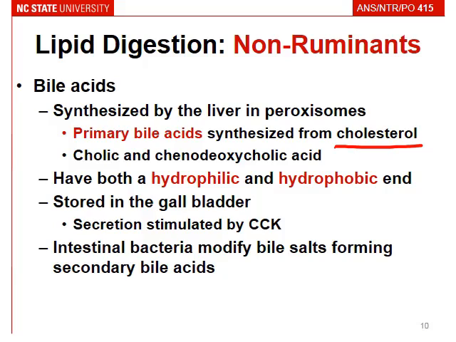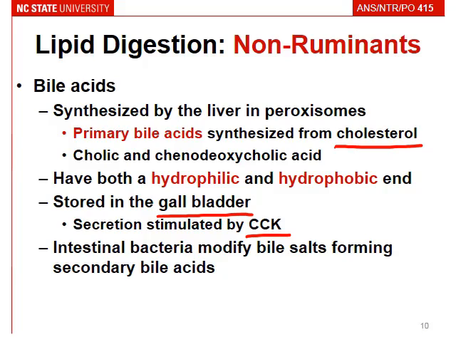And we have cholic and chenodeoxycholic acid. And both of these have a hydrophilic and hydrophobic end, and that's how they help make the emulsion. They are stored in the gallbladder, which we already knew, and they are secreted when cholecystokinin signals the release of the gallbladder.